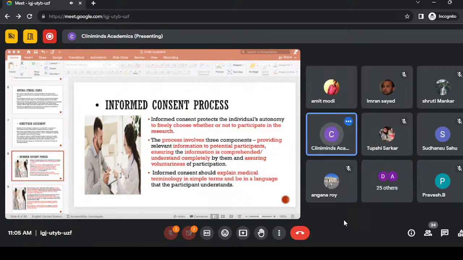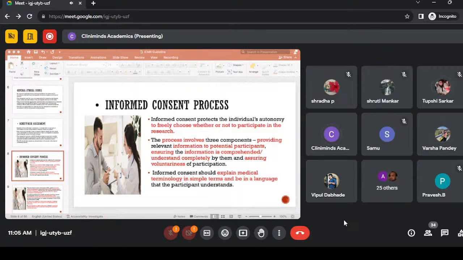So this complete information is communicated to the subject by whom? Yes, the investigator. So the first step is the investigator communicating the complete information about the trial to the subject. So that is the first principle.